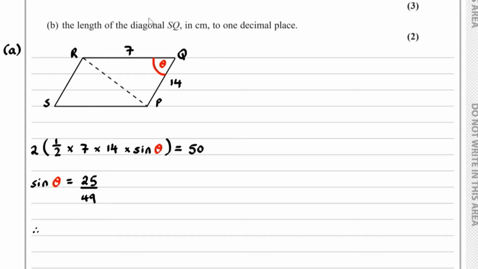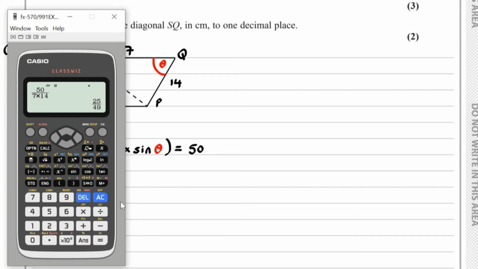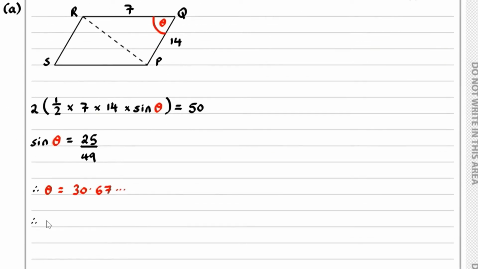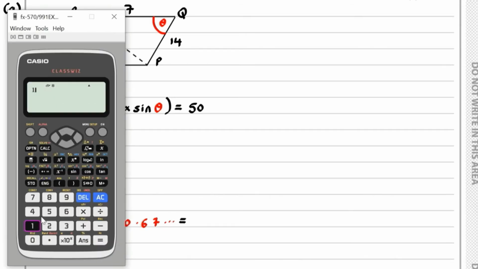From which we can conclude theta is equal to the inverse sine of this, which is 30.67, etc. And therefore the angle SPQ, because it's obtuse, and here we've got co-interior angles, we've got 180 minus this 30.67, etc. So we've got 180 minus this, which is 149.32 degrees, given to 2 decimal places.